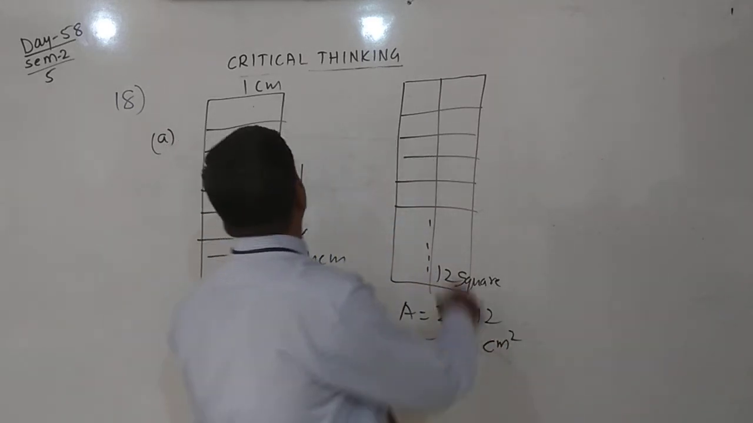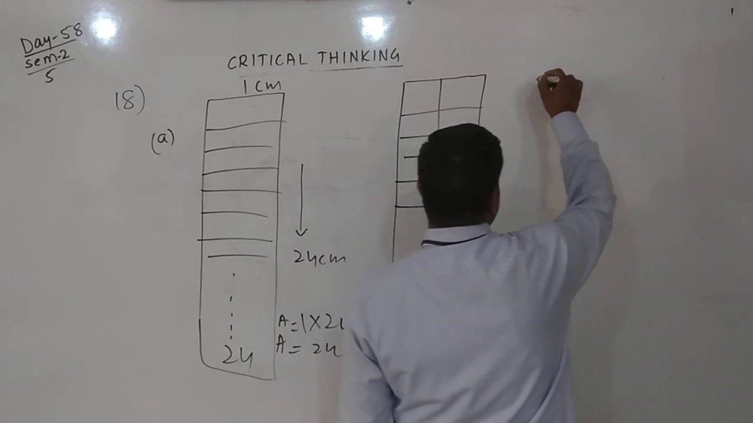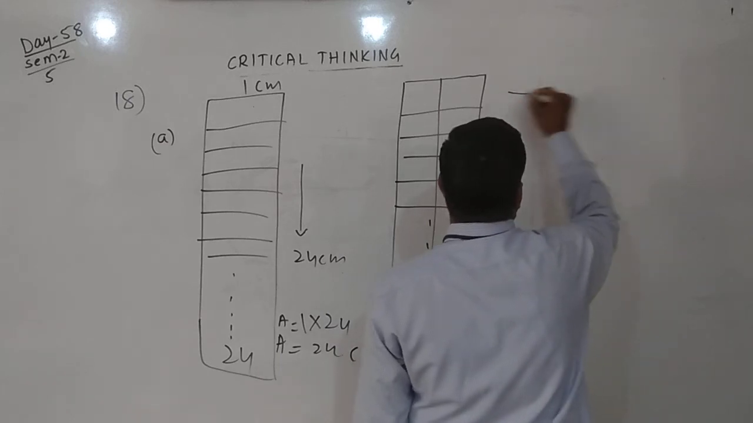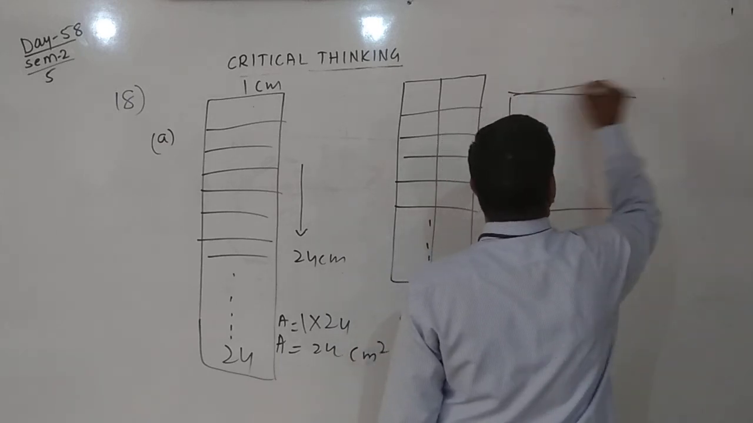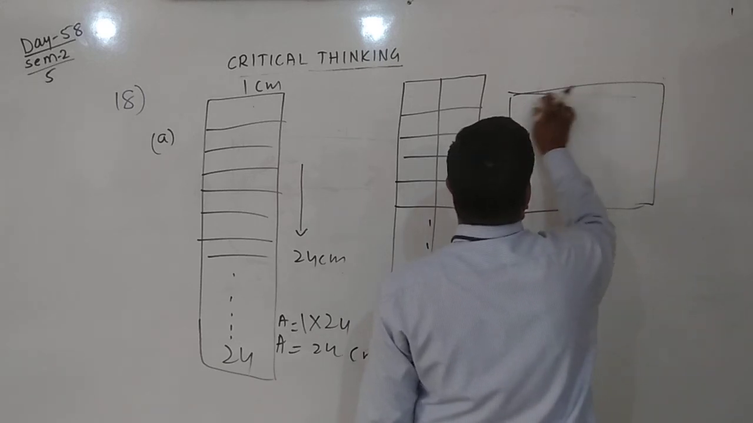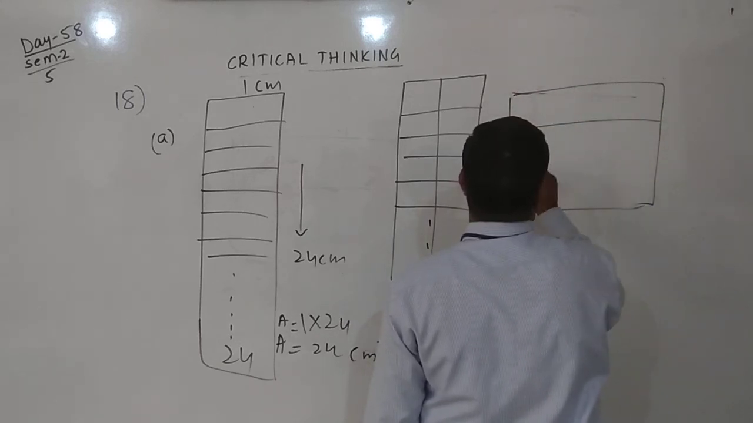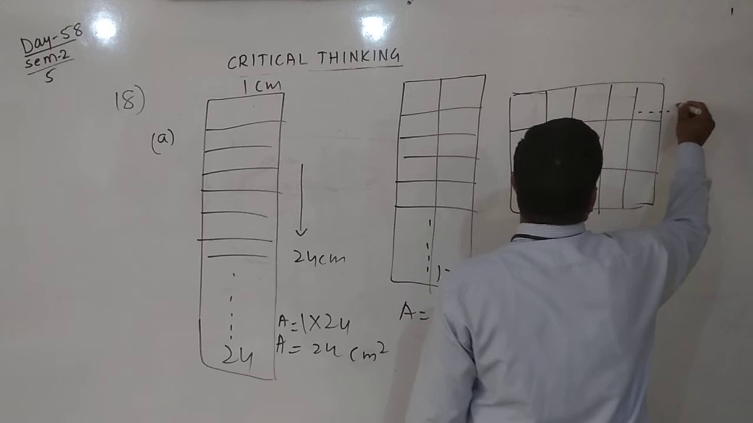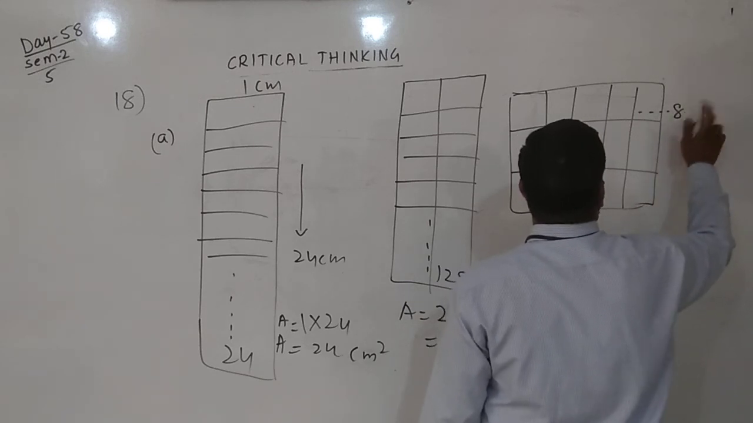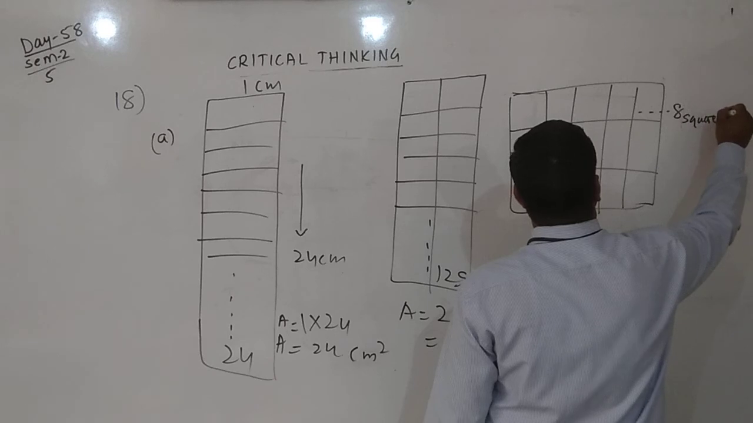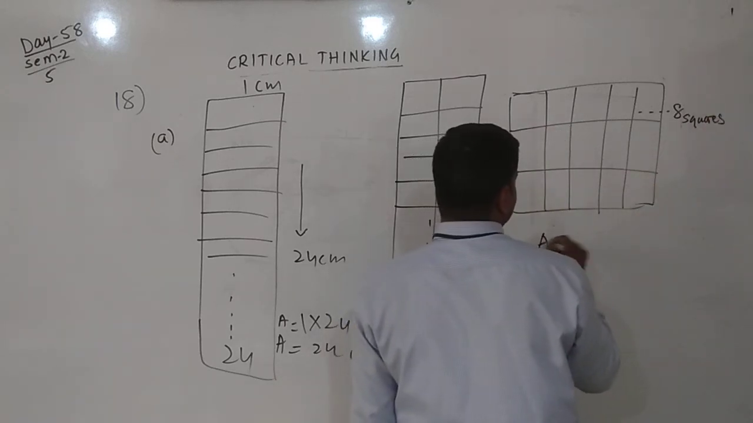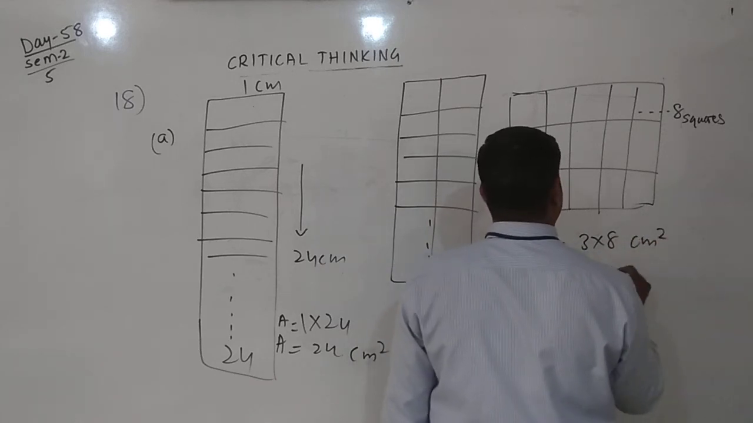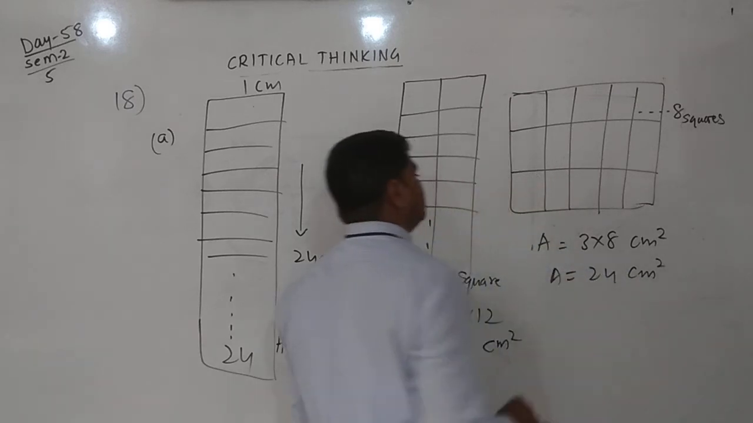And one more, 3 into 8, like this also we can have a rectangle. 1, 2, 3, and 1, 2, 3, 4, like this, 8 squares. That is area equal to 3 into 8 centimeter square, that is 24 centimeter square.